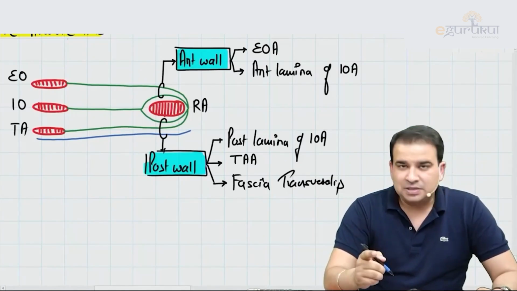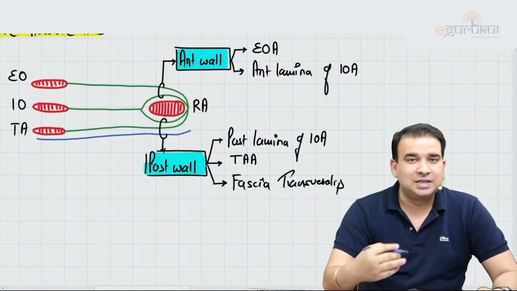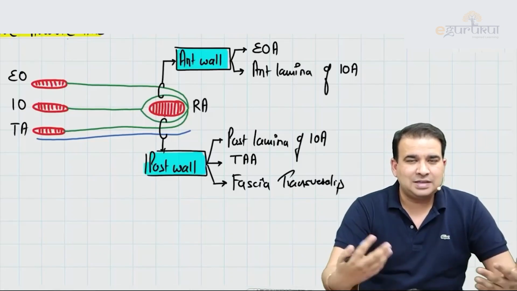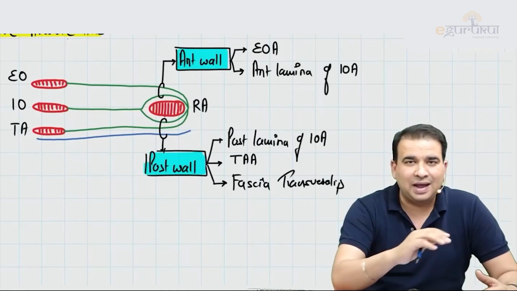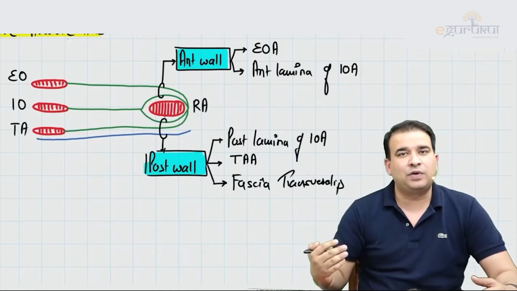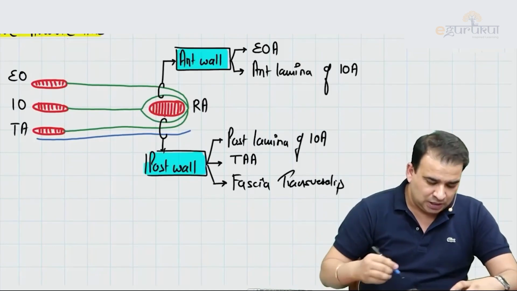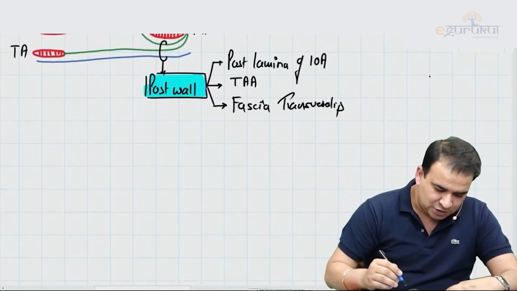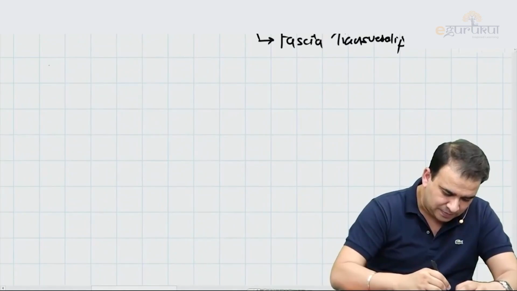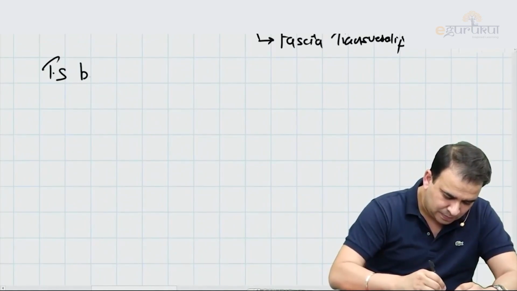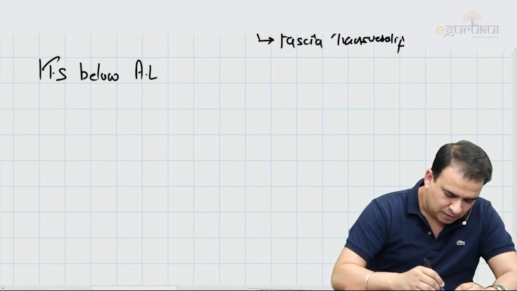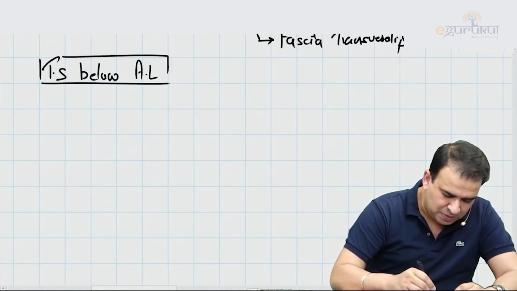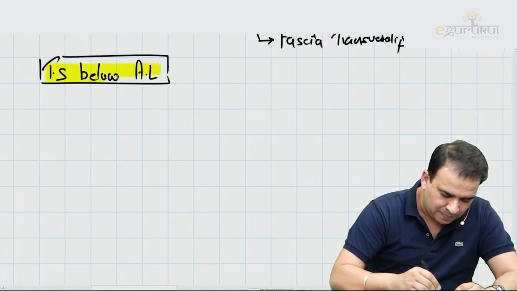But if I take a section below the arcuate line, the things will change. Now, we can anticipate before we draw that if we take a section below the arcuate line, only anterior wall will be seen, the posterior wall of rectus sheath will be deficient. So guys, let us take a transverse section below the arcuate line.